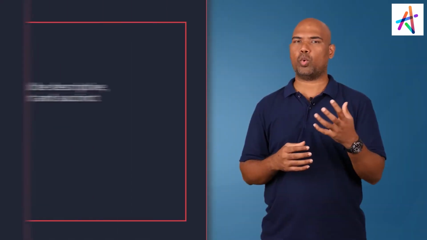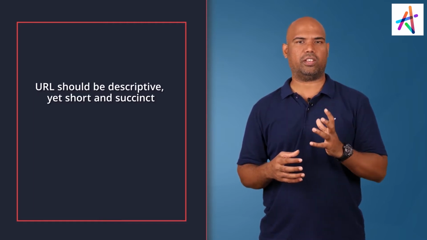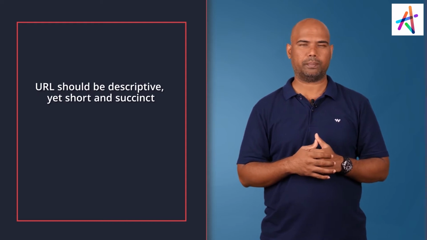Next, we'll look at the user's experience perspective. Like I already mentioned, make sure the content is super useful for your users and it is engaging. Then comes the URL. Your URL needs to be descriptive yet succinct. Short and descriptive URL is what I'm talking about.